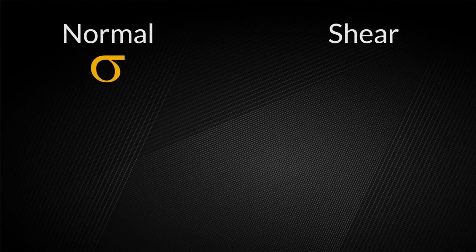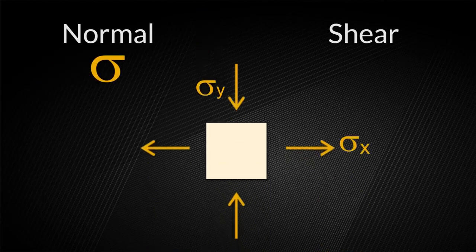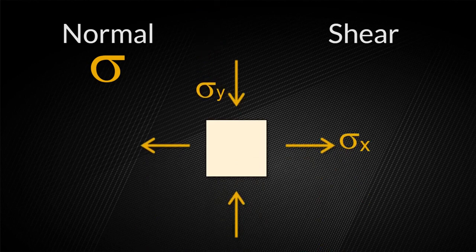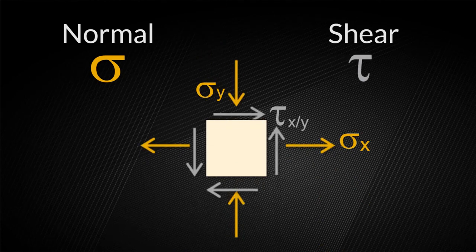There are two types of stress that can develop inside a material: normal stress and shear stress. Normal stress is designated with the Greek letter sigma, and it acts perpendicular to a plane or face. Shear stress is designated with the Greek letter tau, and it acts parallel to a plane.